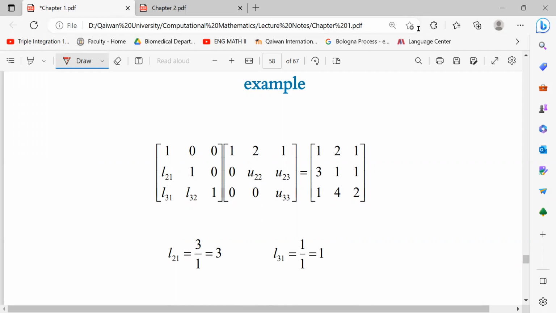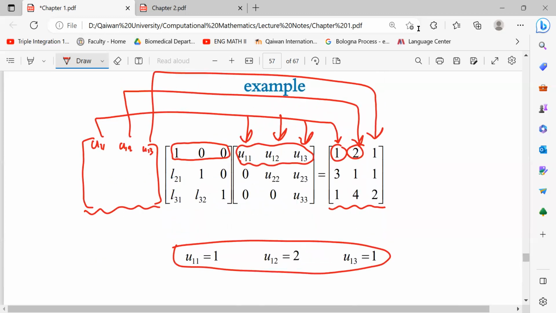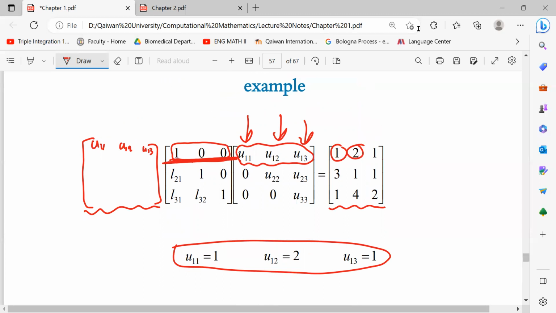Then what we do, we multiply the second row. Look, this process is always the same. In the first step, we just multiply the first row by all columns, and we get the elements U11, U12, U13. Okay?